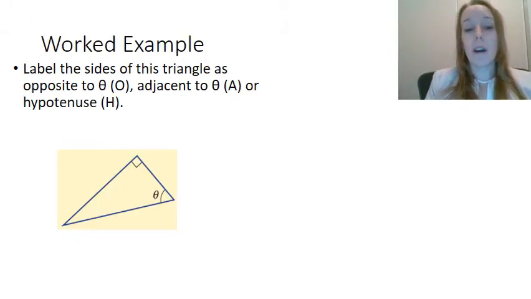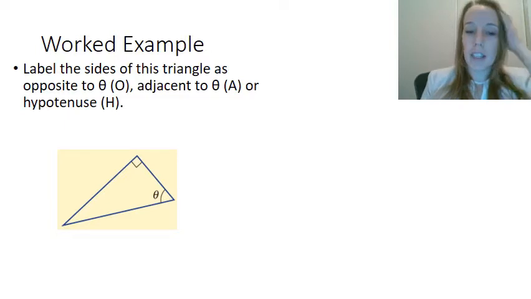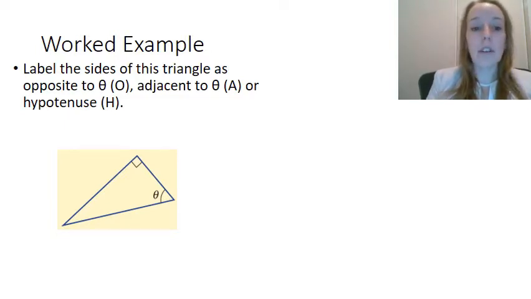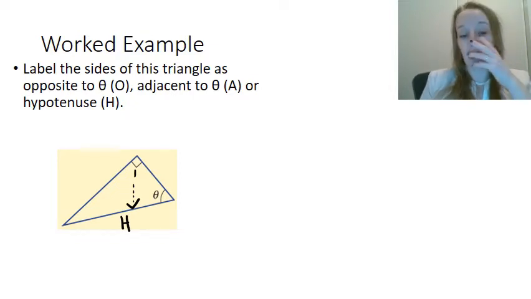Okay, so we've got a worked example here. Label the sides of the triangle: opposite to the angle is O, adjacent to the angle is A, and the hypotenuse is H. Remember, our hypotenuse is the one that's opposite the 90-degree angle. We've got our 90-degree angle here, it's pointing at our hypotenuse, so this side will be our hypotenuse.